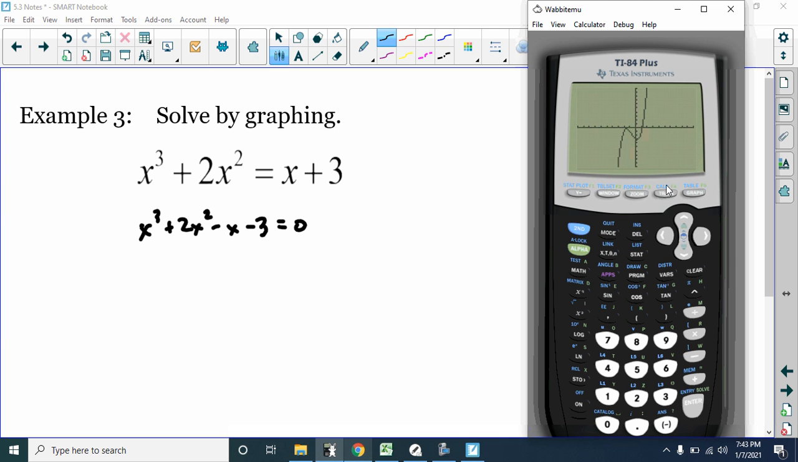We go to calculate, which is second trace. Go to number 2, which is zero. And then you need to tell it 2 numbers to look in between. Left bound, you need to enter something to the left of that x-intercept. I'm going to enter 0. And right bound, you need to enter something to the right of that x-intercept. 2 or 3 or 10. Anything to the right, as long as it's on your screen, should work. Answer, x equals 1.148.